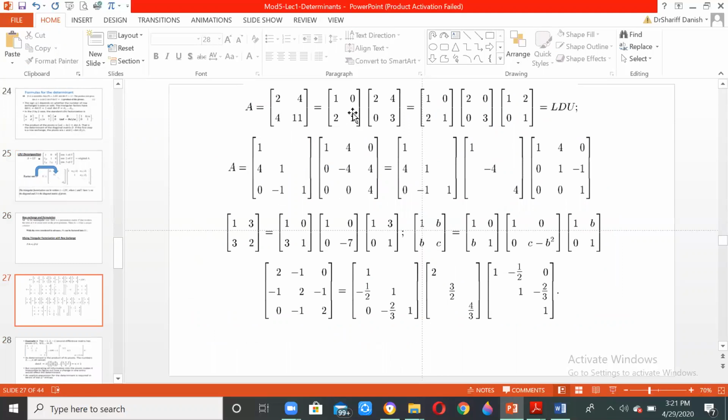So one can try all these examples: this A here, this A here, this A here, and definitely we are going to get this or this or this, whatever it is, by means of LDU decomposition.